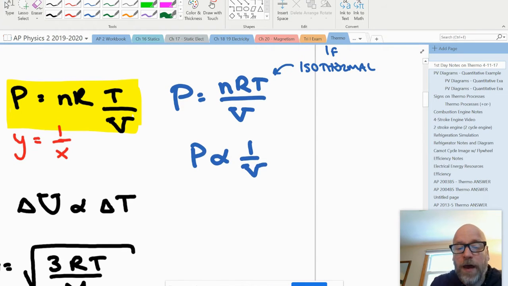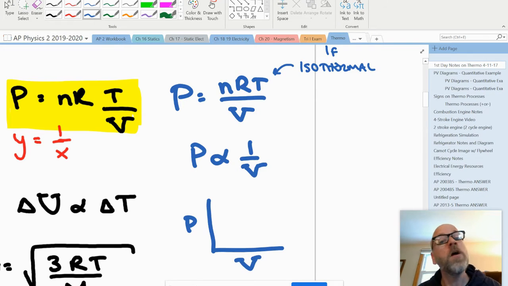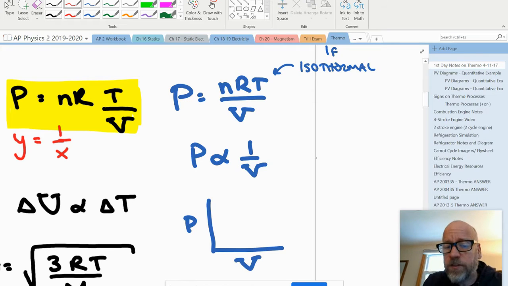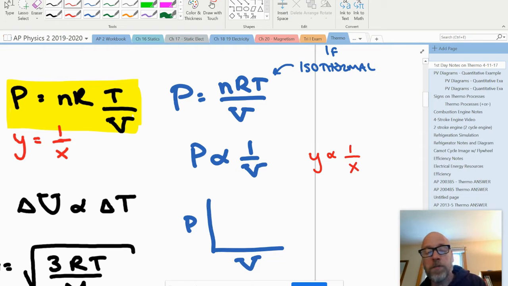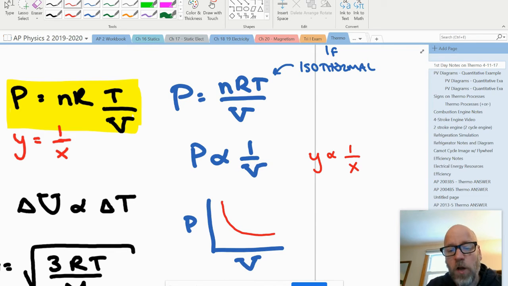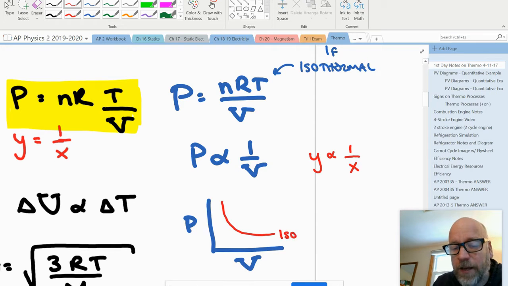Now, if I were to graph that, pressure versus volume, what would that look like? You guys know that this is just like if we graphed y proportional to 1 over x. And if pressure is my y-axis and volume is my x-axis, then my curve would look like that. Yeah, like that. Okay. Now this is known as an isotherm.